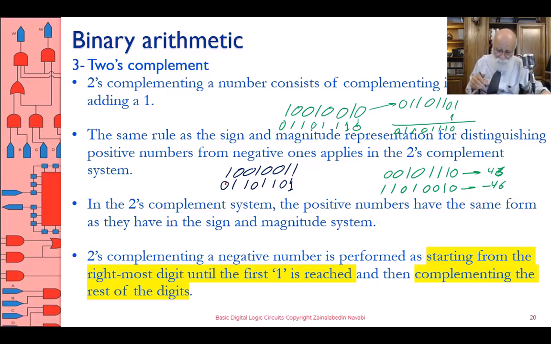Okay. What is this? This is 1, 4, 8, 16, 32, 64. That's 109. And therefore, this is minus 109. Okay? And so this rule that I just said, I put this in yellow. And so these are 2's complement numbers.